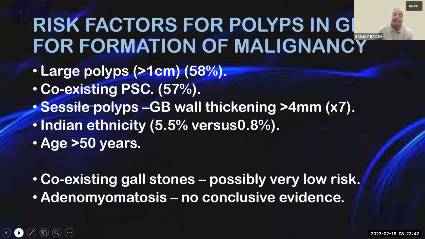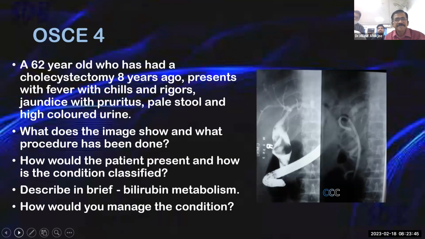Okay. I think Nitesh, you will come. Right, Nitesh, why don't you read this out? Sir, a 62-year-old who presents with fever, pale stool and high colored urine. What does the image show and what procedure has been done? Keep in mind, you see both the pictures. You have to give a complete answer. What is the procedure and what has been done?